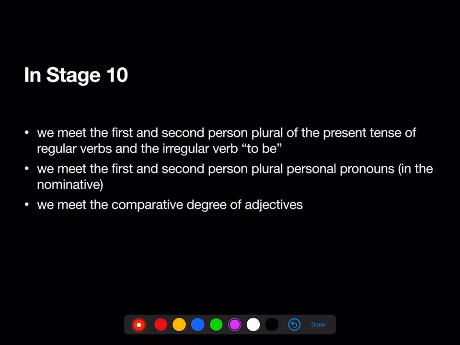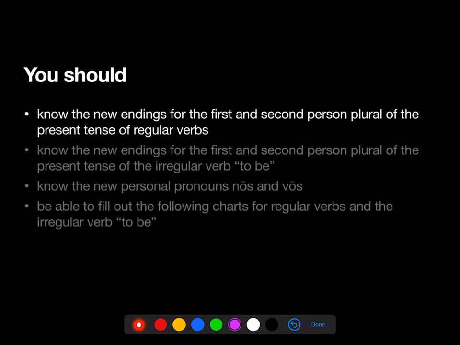In Stage 10, we met the first and second person plural of the present tense of regular verbs and the irregular verb to be. We met the first and second person plural personal pronouns in the nominative, and we met the comparative degree of adjectives.